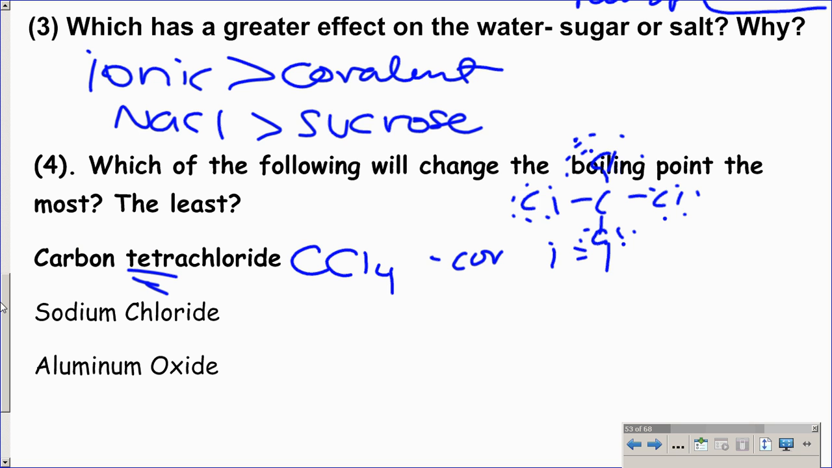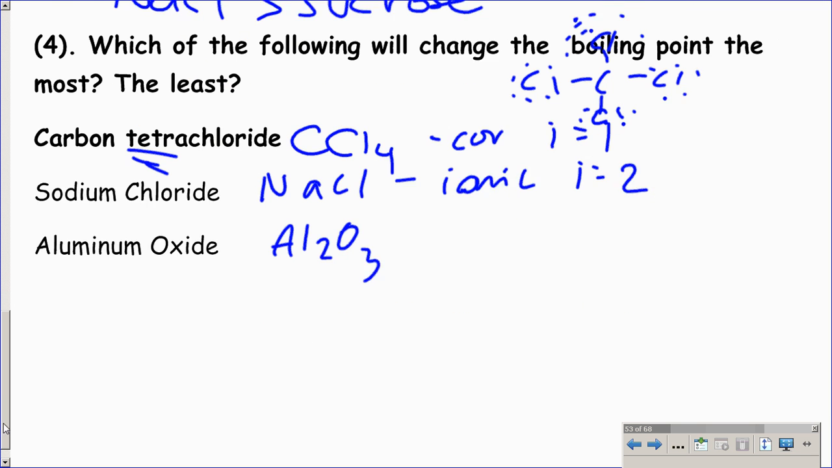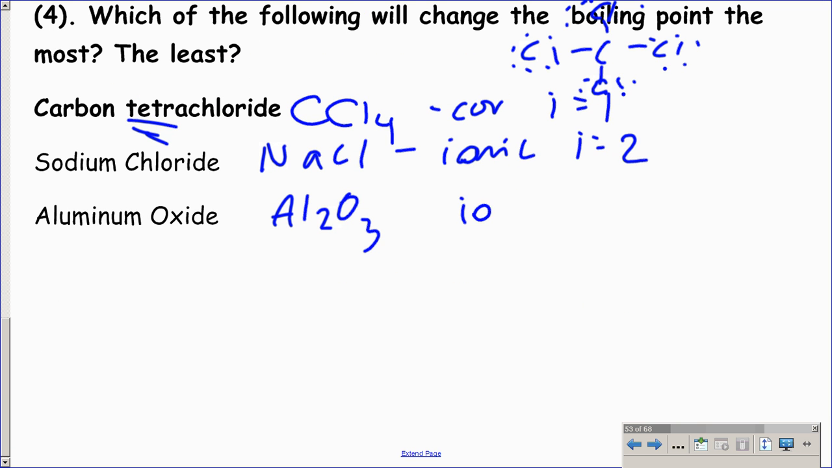That's covalent. This one, formula. Okay, NaCl, it's ionic, and I is 2. Okay, this one. Al2O3, ionic or covalent? Ionic, okay, you knew it because it's got a metal involved, right? So ionic, how many does this break into? 5. I of 5. So if you don't go down that far and figure out your I number, you probably won't get this right. So which of these is most influential on the boiling point? Aluminum oxide, right. Because the I factor is 5, it makes the biggest difference.